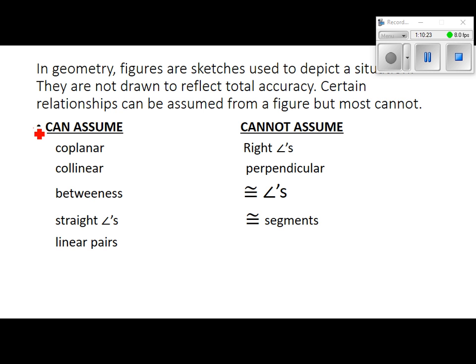Things you cannot assume. Main one, you cannot assume that things are right angles. And just because segments or angles look like they're the same doesn't mean that they are the same.